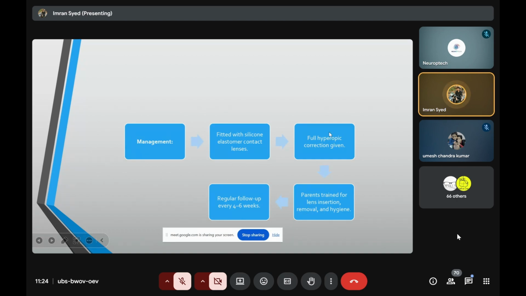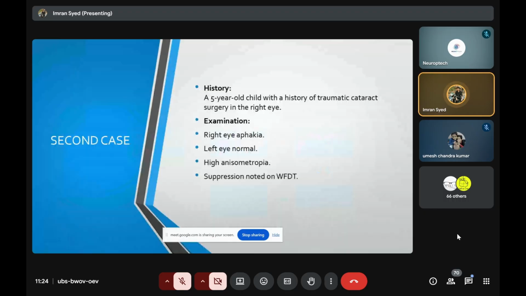This should be the management plan for this particular case. Now we'll go for another case, the second case scenario, where a 5-year-old child with a history of traumatic cataract has had surgery. The right eye is aphakic, the left eye is normal, which in turn results in high anisometropia. Because of the high anisometropia, the child is turning amblyopic.